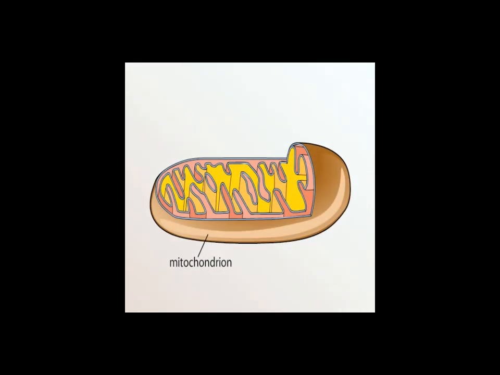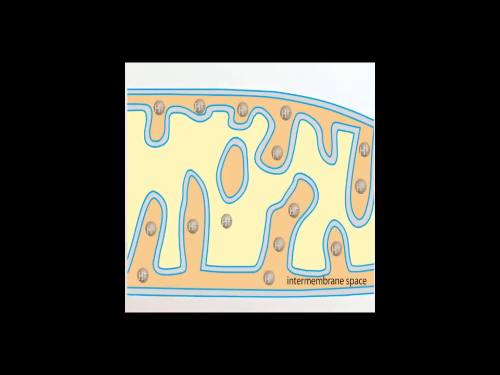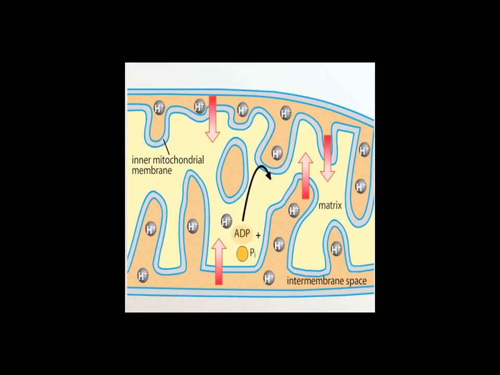In 1961, Peter Mitchell proposed a mechanism called the chemiosmotic mechanism to describe how the mitochondrion fuels ATP production. He proposed that a gradient of protons forms across the inner mitochondrial membrane, and that the movement of protons down this gradient into the matrix provides the energy to produce ATP. What experiments supported this hypothesis?